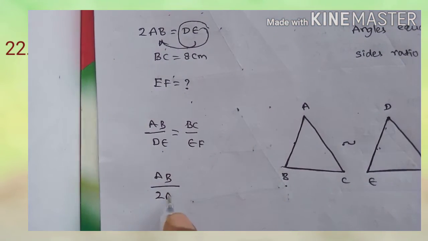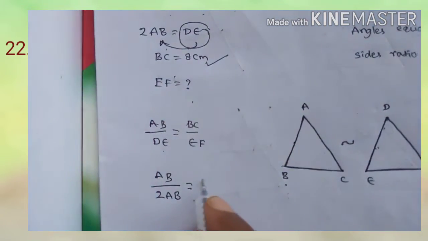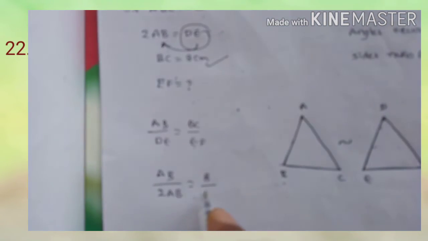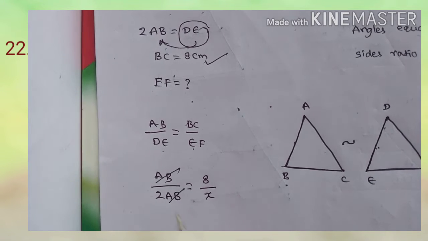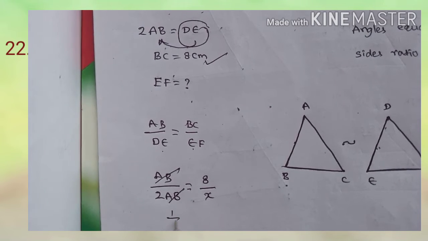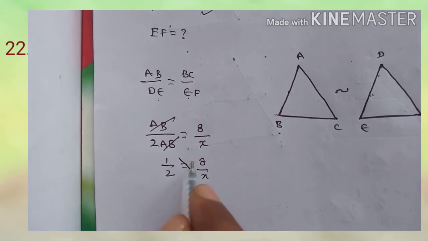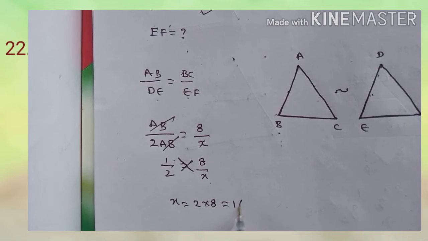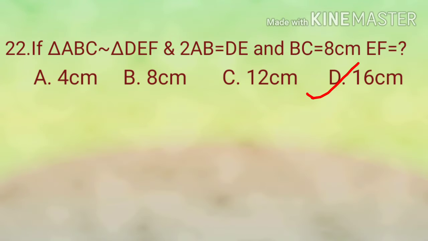AB by 2AB is equal to BC by EF, and BC is 8 centimeters. What is EF? We don't know, make it X. Here AB cancels, so 1 by 2 is equal to 8 by X. Apply cross multiplication: X is equal to 2 into 8, which is 16 centimeters. Option D.